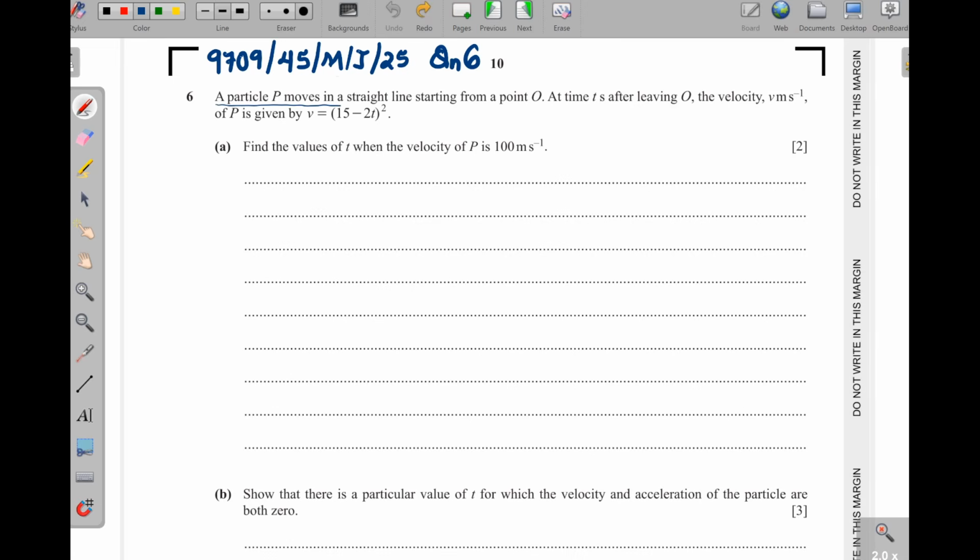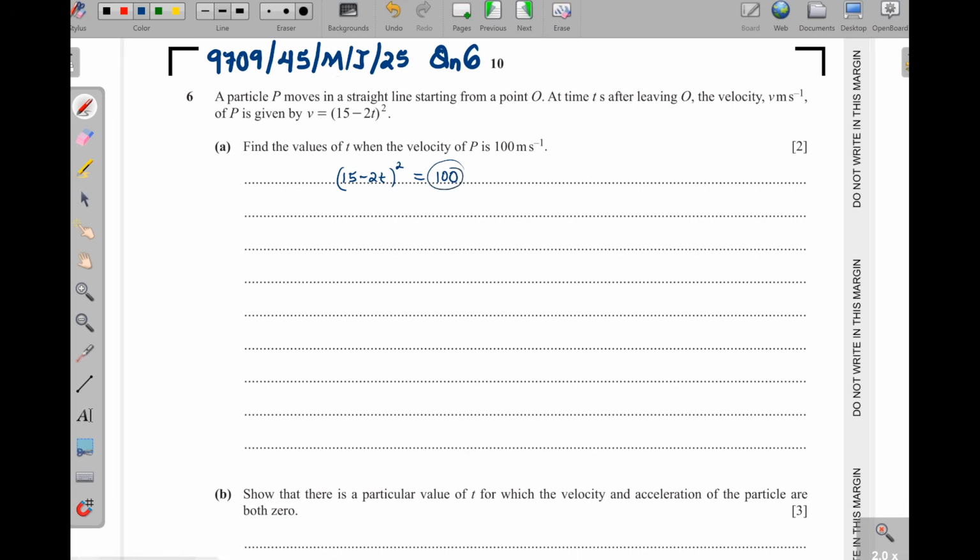So a particle P moves in a straight line starting from a point O. At t seconds after leaving O, the velocity V meters per second of P is given by V equal to (15 minus 2t) squared. Part A, find the values of t when the velocity of P is 100 meters per second. I'll just get this 15 minus 2t. Then I equate it to 100.